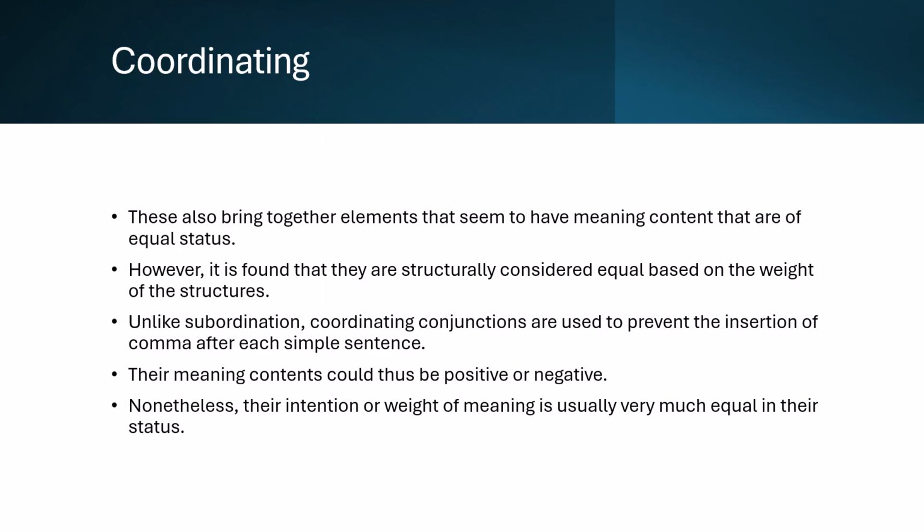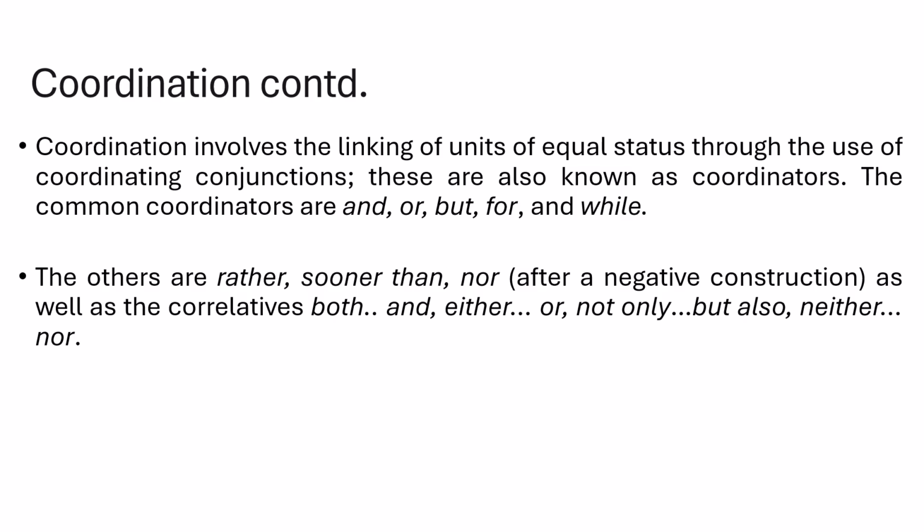So let's look at coordinating. This also brings together elements that seem to have meaning content that are of equal status. However, it is found that they are structurally considered equal because of the weight of the structures. Unlike subordination, coordination actually conjoins. Conjunctions are used to present insertion of a comma after each simple sentence. So in that way you bring them together, and the meaning context could be positive or negative, nonetheless their intentions too. So you can see how we are trying to discuss them by breaking them down previously.